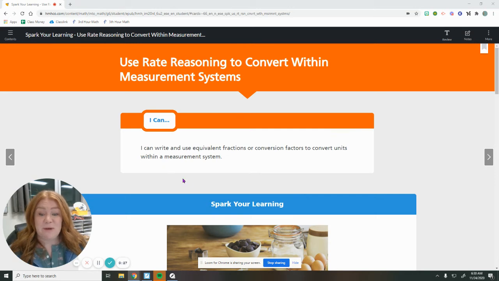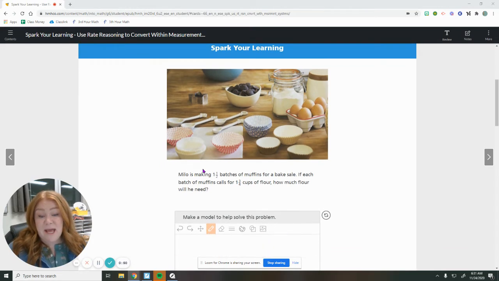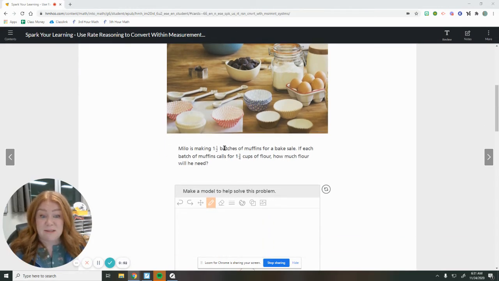So today we are going to be using those conversion factors or those unit rates and the proportion problems that we've been working on. And we are going to be converting units within a measurement system. And I will show you what that means in just a second. So if you have not already done the Spark Your Learning for 6.2, go ahead and pause the video and try this problem out, and then come back when you are finished to see how I thought about it.